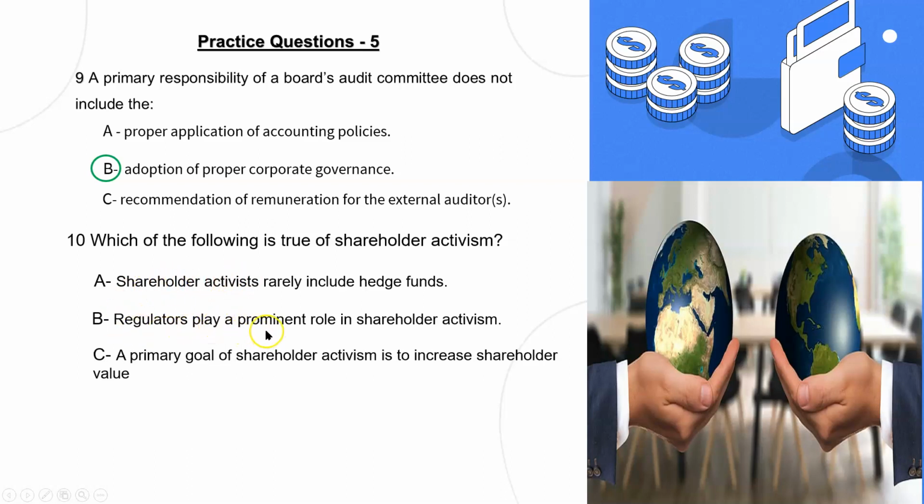Regulators play a prominent role in shareholder activism. No, regulator has nothing to do. These shareholders, they come together, form a committee, they meet and they decide what to do. So regulator has nothing to do with this. They are always independent, the regulator from the shareholder. A primary goal of shareholder activism is to increase shareholder value. Yes, because these people believe management is not going in the right direction. They come together and they will be very active, so that their voice is heard, and their goal is to increase the value of the company. Definitely the answer is C.